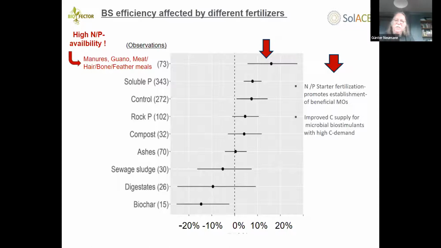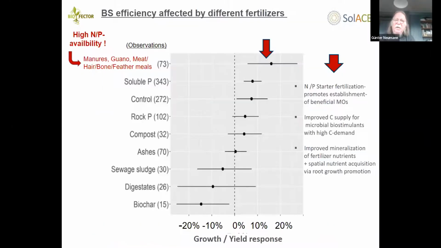limited soil fertility. And these organic fertilizers also provide an additional carbon source, since many of these microbial inoculants are known to have a very high demand for easily available carbon sources. And finally, the improved establishment of the association under these conditions may lead to an improved mineralization of the organically bound nutrients in these fertilizers. So a lot of benefits.